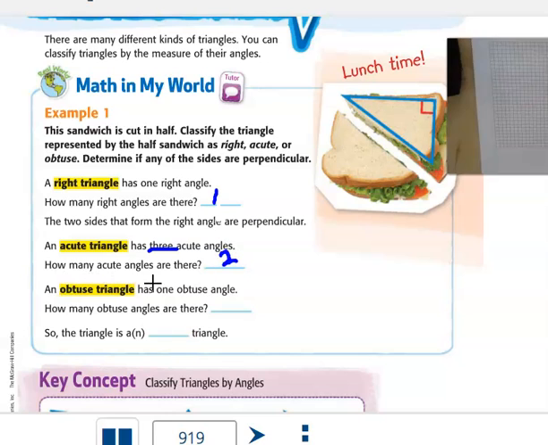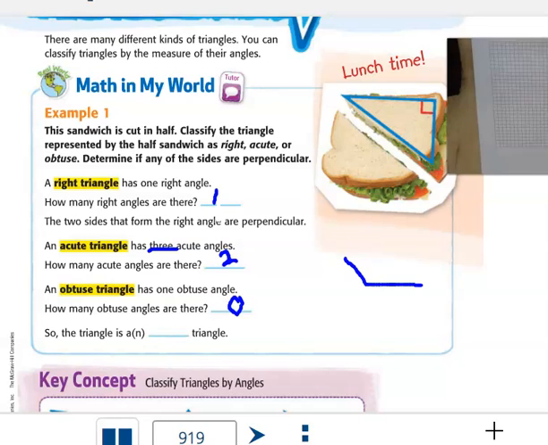An obtuse triangle has 1 obtuse angle. And remember, obtuse is greater than 90. How many obtuse angles are there? In this shape, there are no obtuse angles because it would have to be wide like that. And I don't see any angles that are even close to that. So there are 0. So the triangle is a right triangle. Anytime it has a right angle, it's a right triangle. So that would be the correct answer for there.